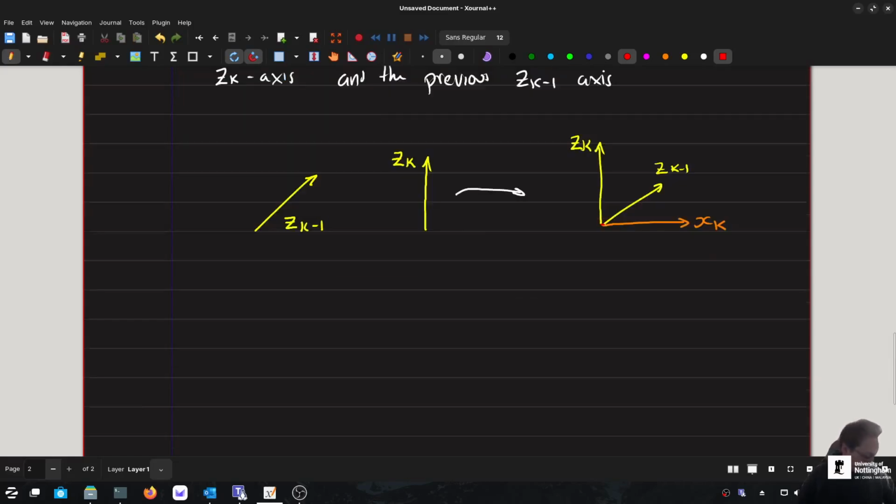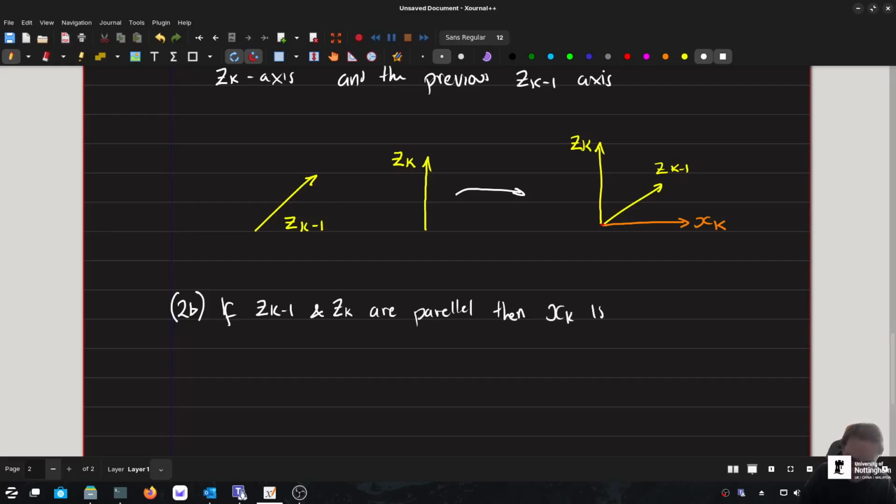So there are sort of sub-rules as well. The main sub-rule you will face, there's another one but it's more to do with twists and so forth, but we'll just focus on this one. 2A, or maybe I should call it B. It's if zk minus 1 and zk are parallel, then xk is chosen to point away from zk minus 1 axis.